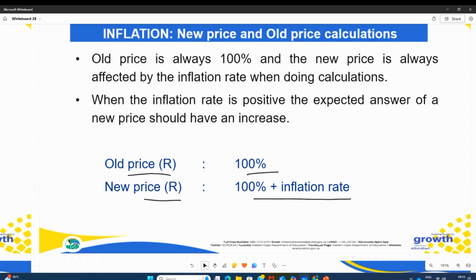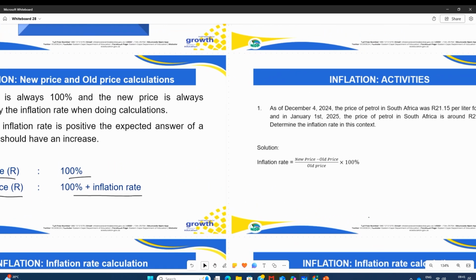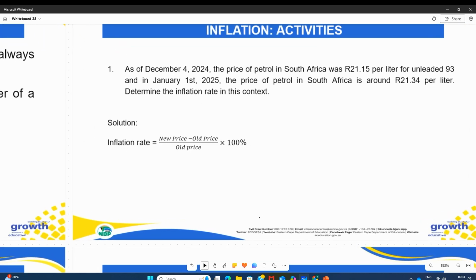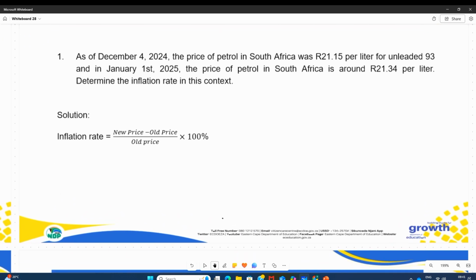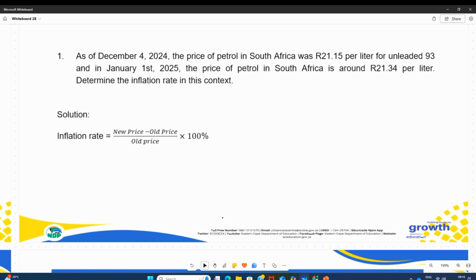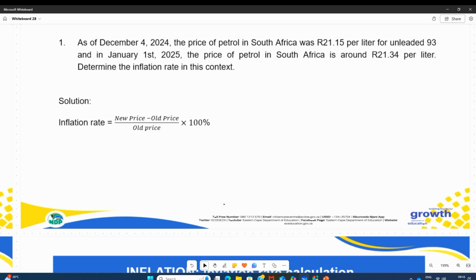So I think let us go to examples now so that we can further understand. Let us go to activities now. This is our first question. Number one: as of December 4, 2024, the price of petrol in South Africa was 21 rand 15 cents per liter for unleaded 93. And on January 1st, 2025, the price of petrol in South Africa is around 21 rand 34 cents per liter. Now the question says, determine the inflation rate.